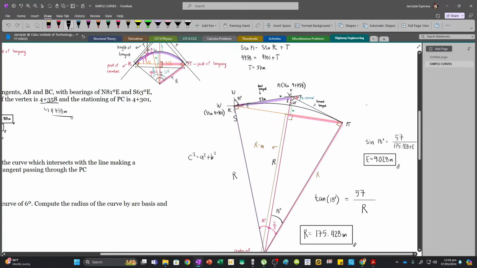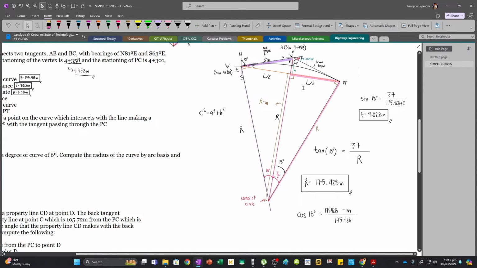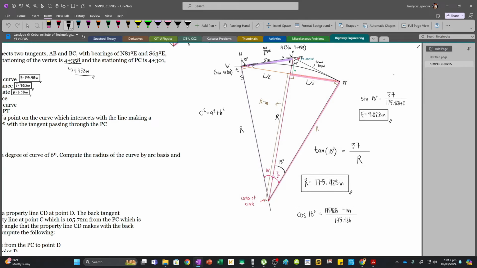Now let's label this as, like we did before, L over 2, and then this is also L over 2. And so to compute L, we'll use this triangle, but we'll now use the sine function, because we now have the opposite side. So sine 18 degrees is equal to the opposite side, which is L over 2, divided by the hypotenuse, which is R.